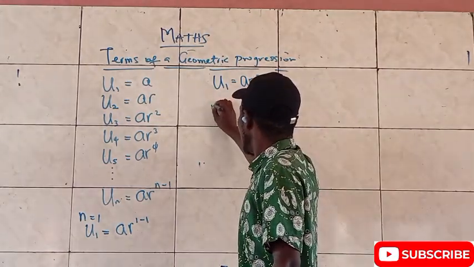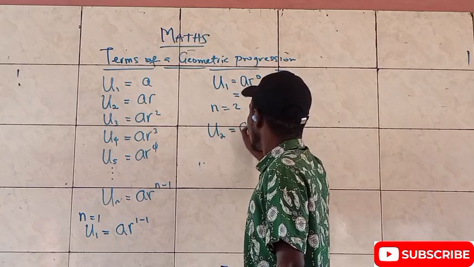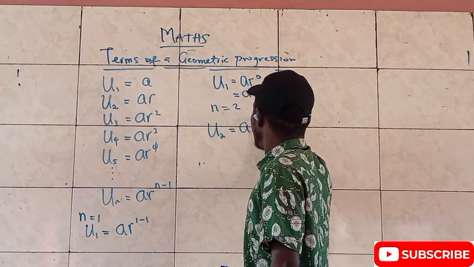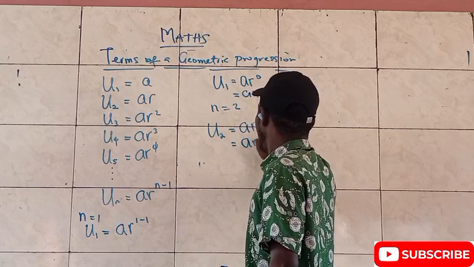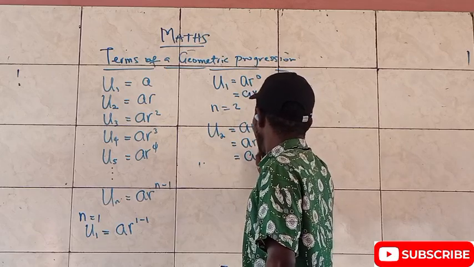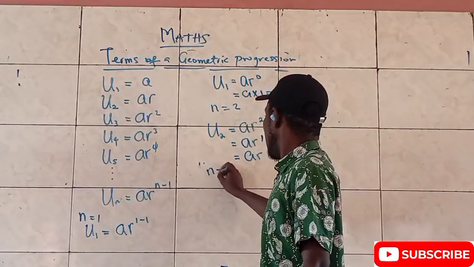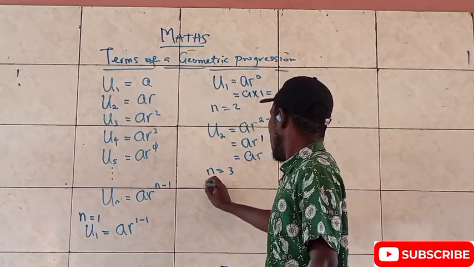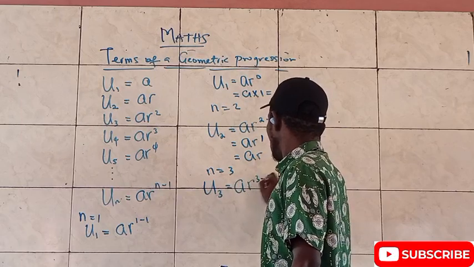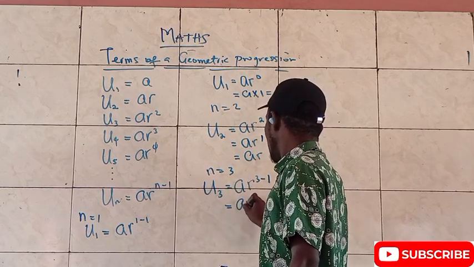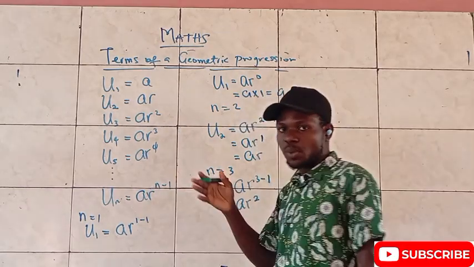Then when n is 2, u2 equals ar raised to 2 minus 1. It becomes ar raised to the power of 1, and that is ar. That's how we got this. Then when n is 3, what do we have? We have u3 equals ar raised to 3 minus 1, which eventually gives ar squared. That's how we got this. And that's how we keep getting them all the way downwards.